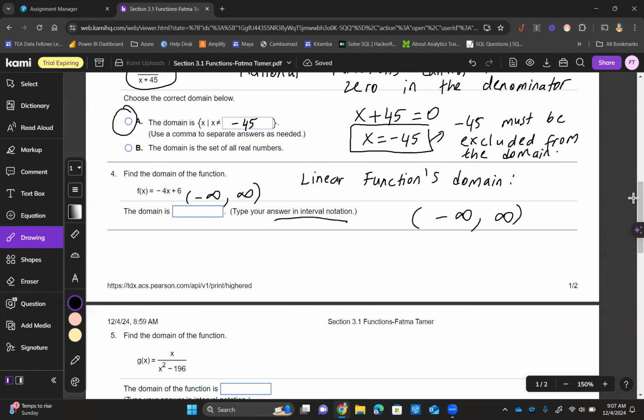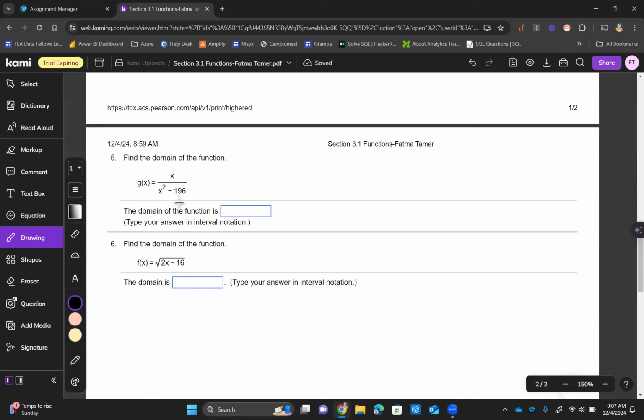Next question, we want to find the domain for another rational function whose denominator is equal to x squared minus 196. I need to find the domain for this rational function. It is a rational function because it still looks like a fraction. So we know that the rule is the denominator cannot be equal to 0. So first thing is, what number makes the denominator equal to 0? So I'm going to figure out the problem numbers.